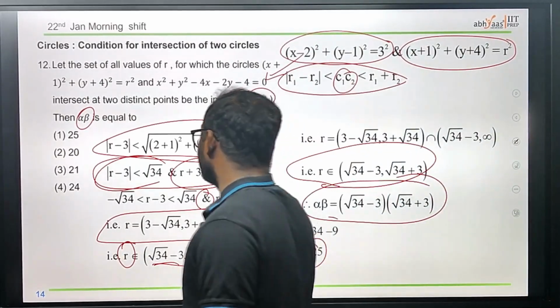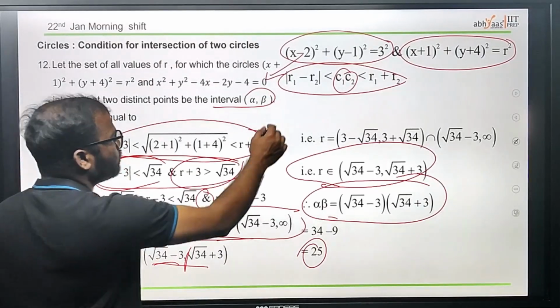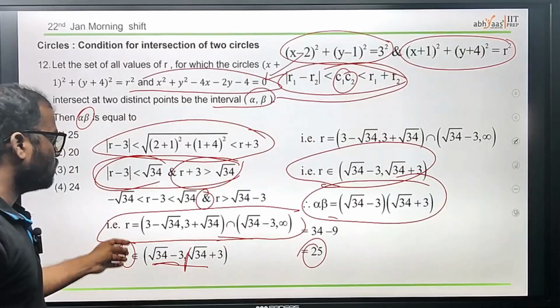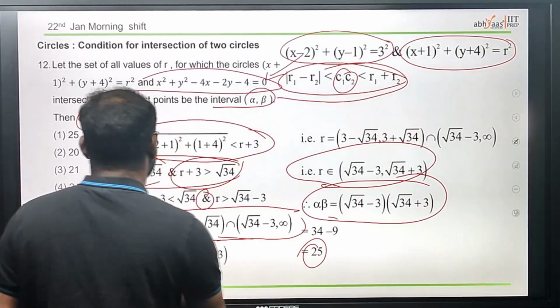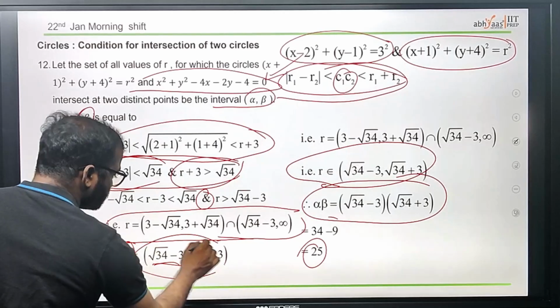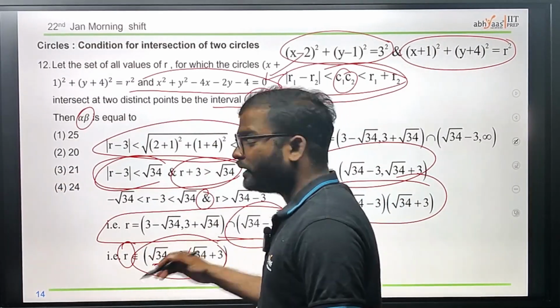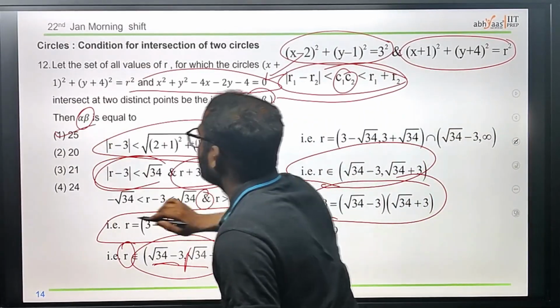There is only one thing. First we have to know this one, and we need to do this one. After that there is only the interval, and we can easily find the alpha and beta. You need to check which is smaller and which is larger in the interval. Now this is nothing but the first option, which is our answer.